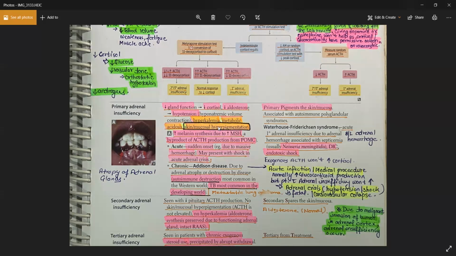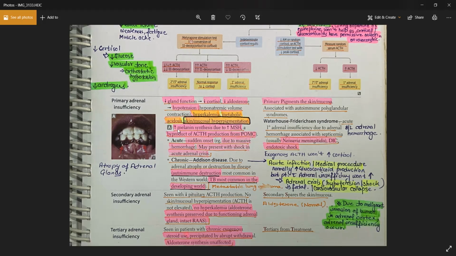And because it is a primary insufficiency, you will have a high ACTH, and because of the high ACTH, you will have skin or mucosal hyperpigmentation, because you know that along with the ACTH, MSH and endorphins also get released, right? Because they are all products of POMC. You can get an acute insufficiency and you can get a chronic insufficiency.